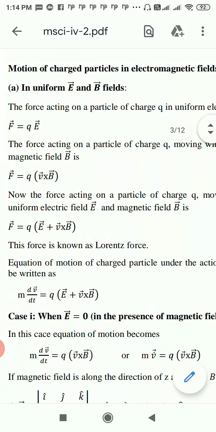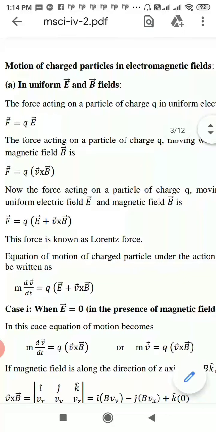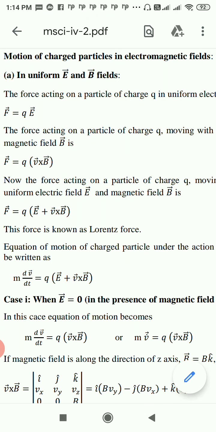Motion of charged particle in electromagnetic field. First case: in uniform E vector and B vector fields. In uniform electric and magnetic fields, the electric field is E vector, the magnetic field is B vector.